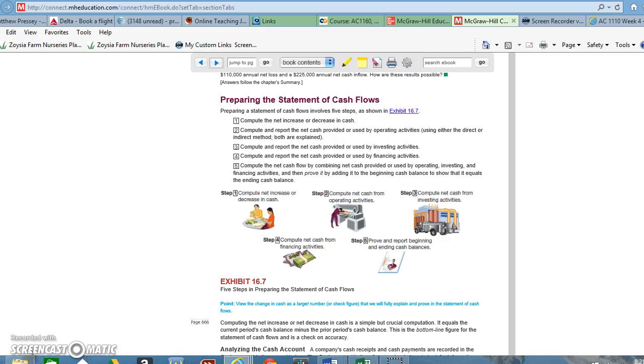Exhibit 16-7 here on page 665 really does a good job of showing you the steps of preparing a cash flow statement. Step number 1 being compute the net increase or decrease in cash. Step 2, compute the net cash from operating activities. Number 3 would be to compute the net cash from investing activities, followed by step 4, net cash flow from financing, and then finally proving that balance that you come up with, the cash ending balance, that it would be on the GL.